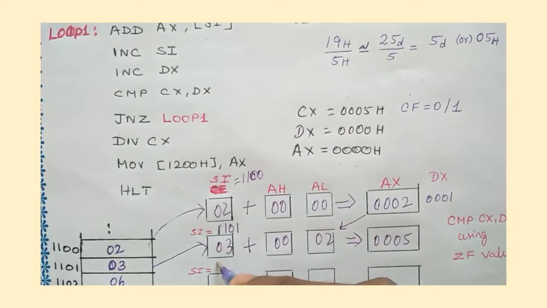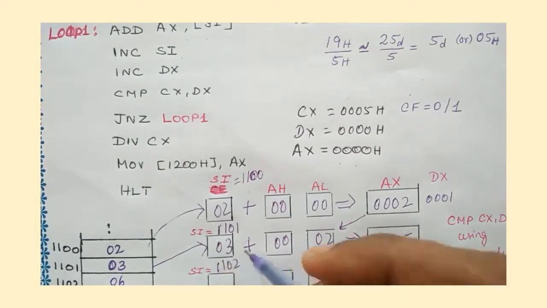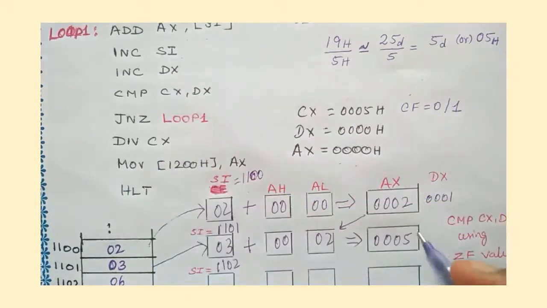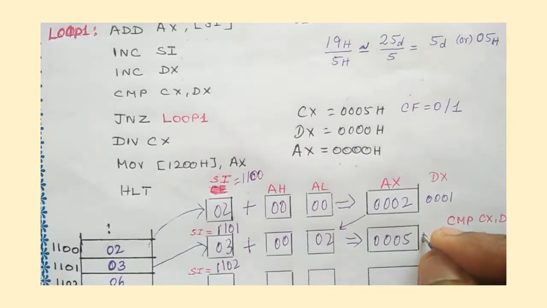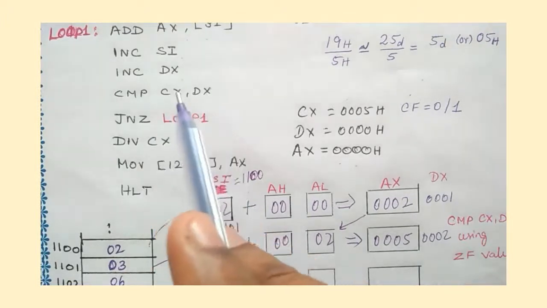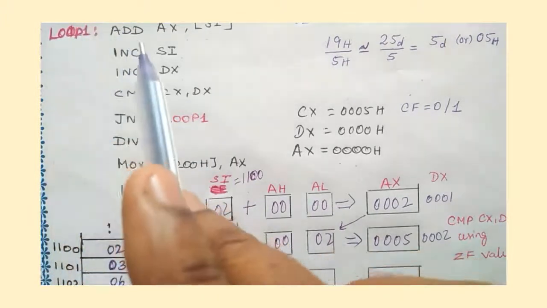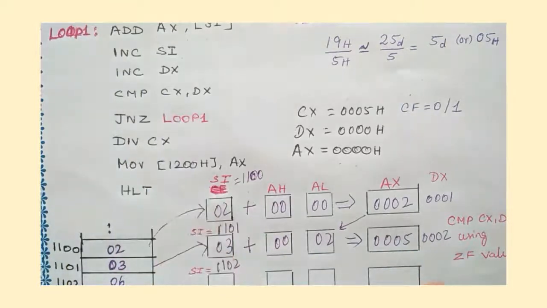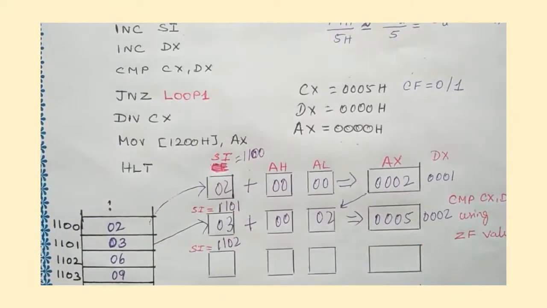The SI is incremented as 1102, and then I have to increment the DX. The DX is now incremented as 0002. Now I compare CX value with DX. Both are not equal. Hence the iteration repeats. Repeats means I have to take the next value from the memory. The next value from the memory is at 1102. That means the sixth value I am going to get from here.